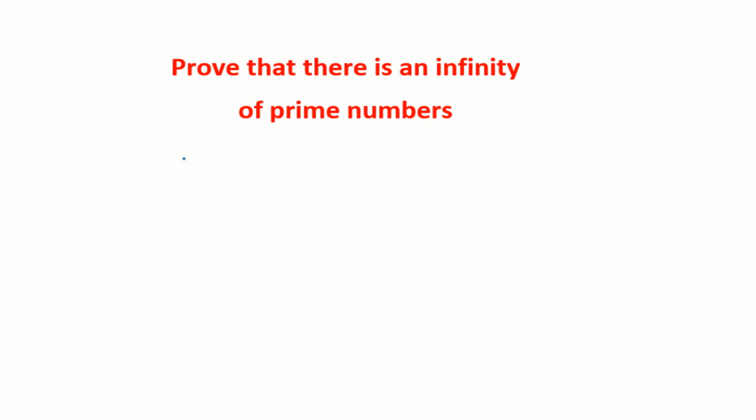We are going to prove that there is an infinity of prime numbers. A prime number is a number that can be divided only by itself or by 1. Examples of prime numbers are 2, 3, 5, 7, 11, 13, etc. So we see that there is quite a number of prime numbers.